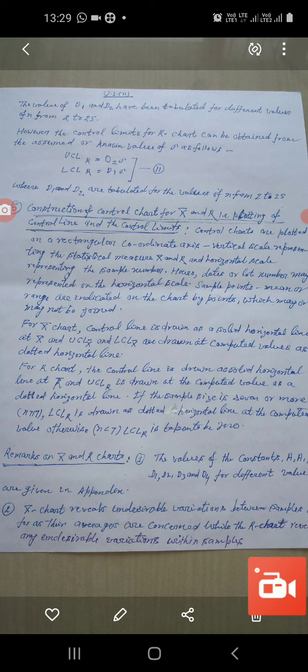So, the next point is construction of control chart for X bar and R. X bar, that is mean, and R, that is range. Construction of control charts for X bar and R means plotting up the central line and the control limits for X bar and R.